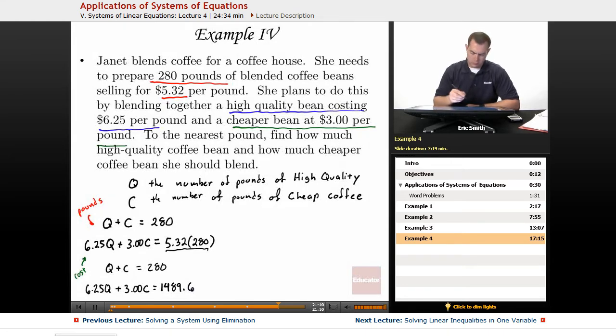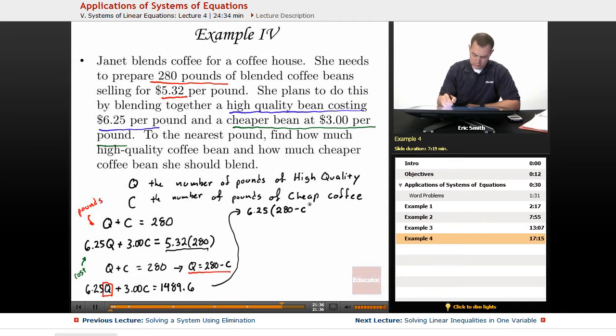Okay, so to use the substitution method, I'm going to take the first equation and solve it for Q. This would give us that Q is equal to 280 minus C. And once we have that, we can go ahead and substitute it into our second equation. So $6.25 times (280 minus C) plus $3 for C equals 1489.6. So our new equation only has C, and we can go ahead and solve for that.